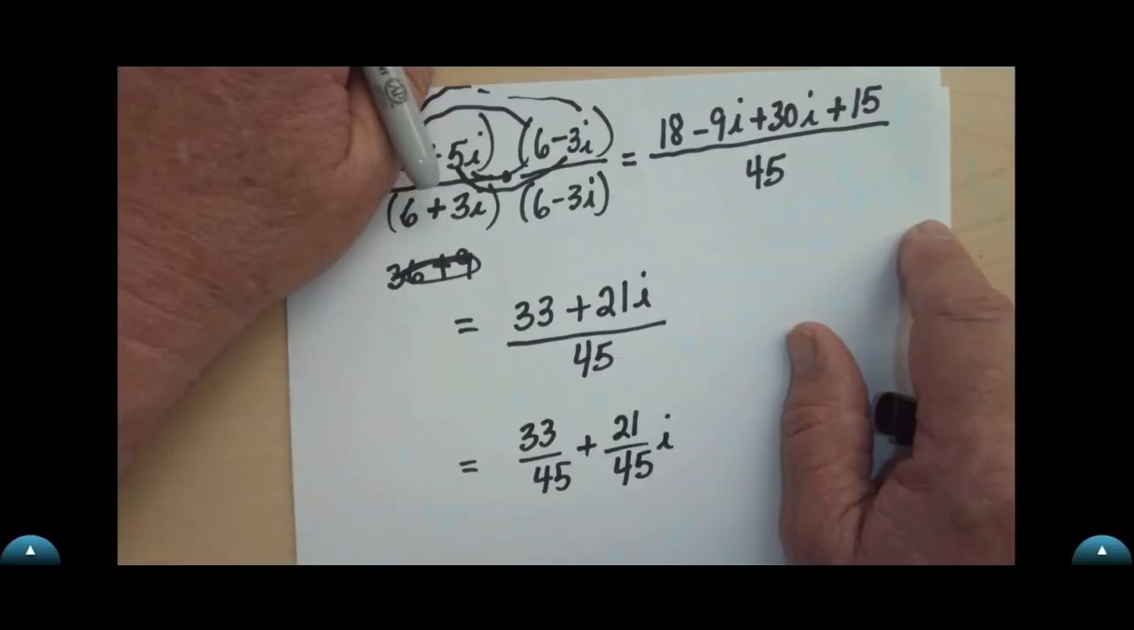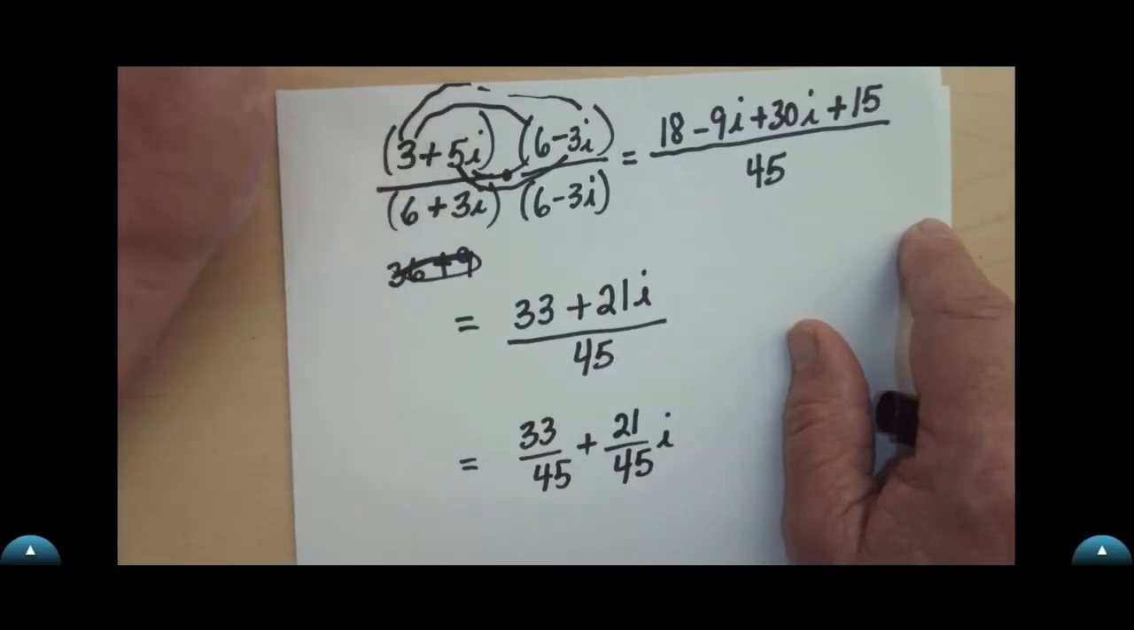Now here's a question. Am I finished at this point? I got rid of the I in the denominator. I wrote it in standard form. Am I finished? I'm not. Why am I not finished?